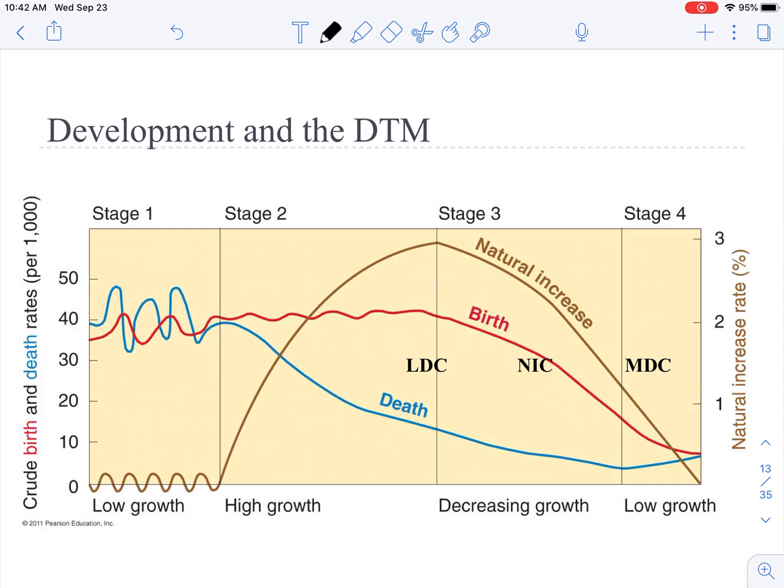Now, going back to the demographic transition model from last unit, we can take what we're learning about LDCs, NICs, and MDCs and look at the population of a country and also make a determination of where they fit in terms of development. Countries that are LDCs tend to be leaving stage 2 and entering stage 3 of population growth. NICs tend to be firmly planted in stage 3, moving towards stage 4, and MDCs are in stage 4 of the DTM.